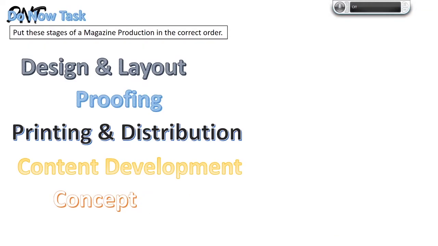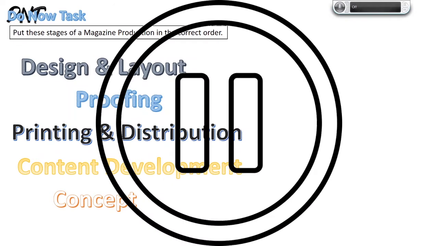So as a bit of a do now task, put these stages of magazine production into the correct order. Alright, so from start to finish. Remember, that's from start to finish. Pause this video and give yourself a couple of minutes. Okay, so you should have hopefully put them in the correct order.